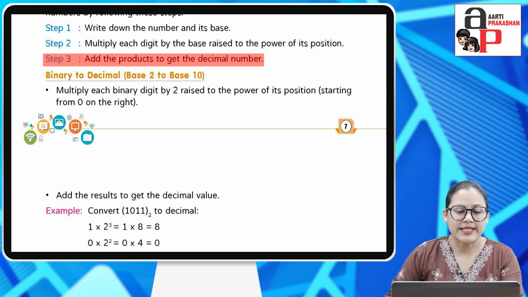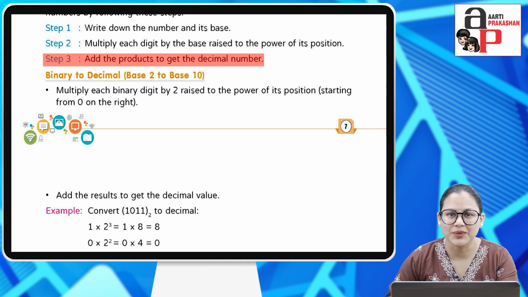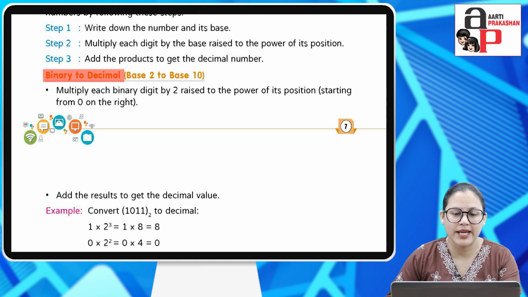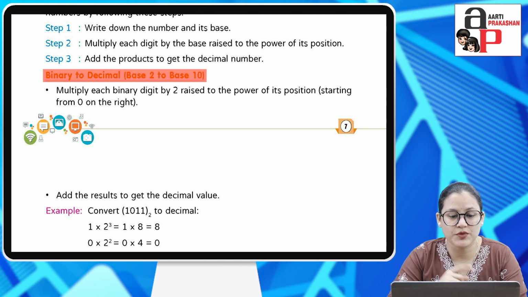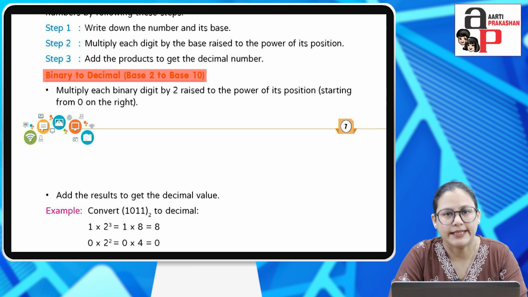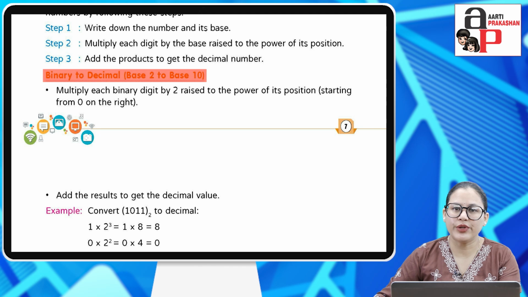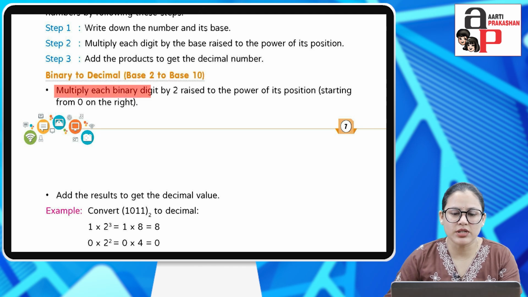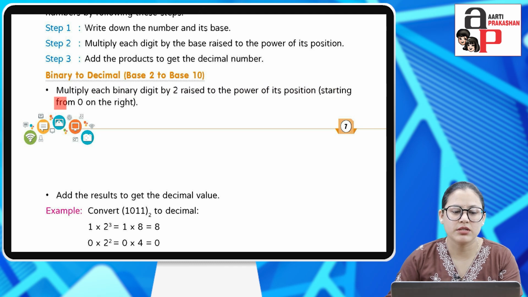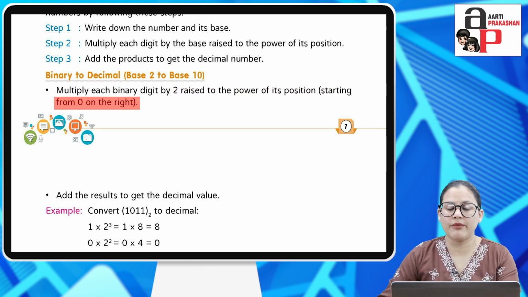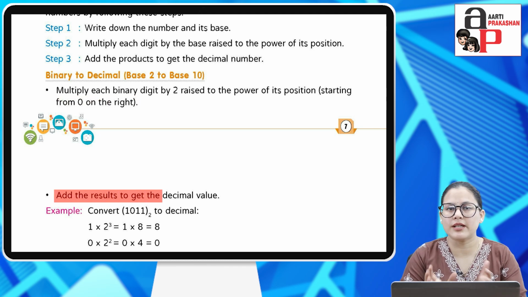Okay, so let's learn with the help of an example how to convert to decimal numbers. Binary to decimal, base 2 to base 10. In the binary number system, the base is 2, and you have to convert into the decimal number system, and the base of the decimal number system is what? 10, right? So first, what will you do? Multiply each binary digit by 2 raised to the power of its position, starting from 0 on the right. Then add the results to get the decimal value.